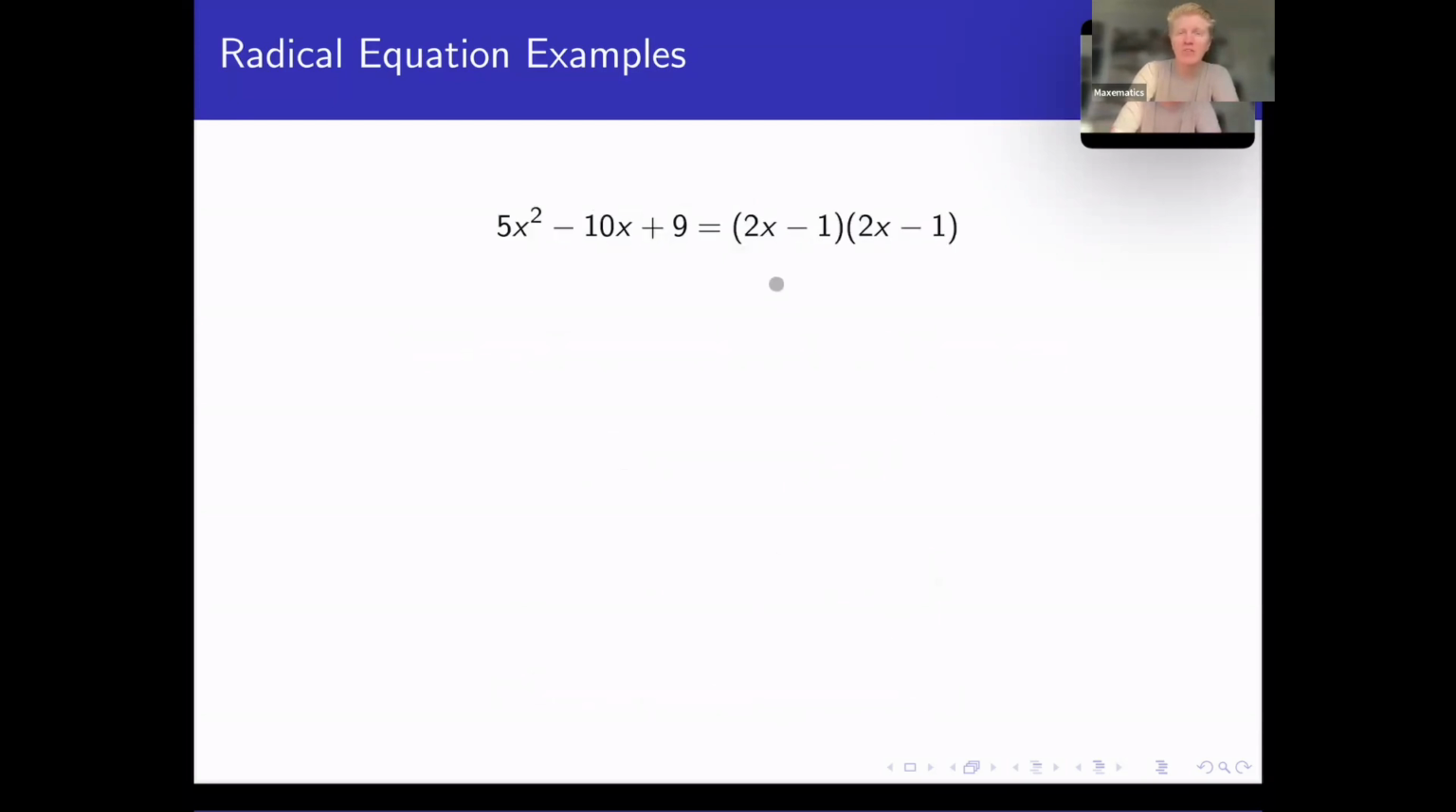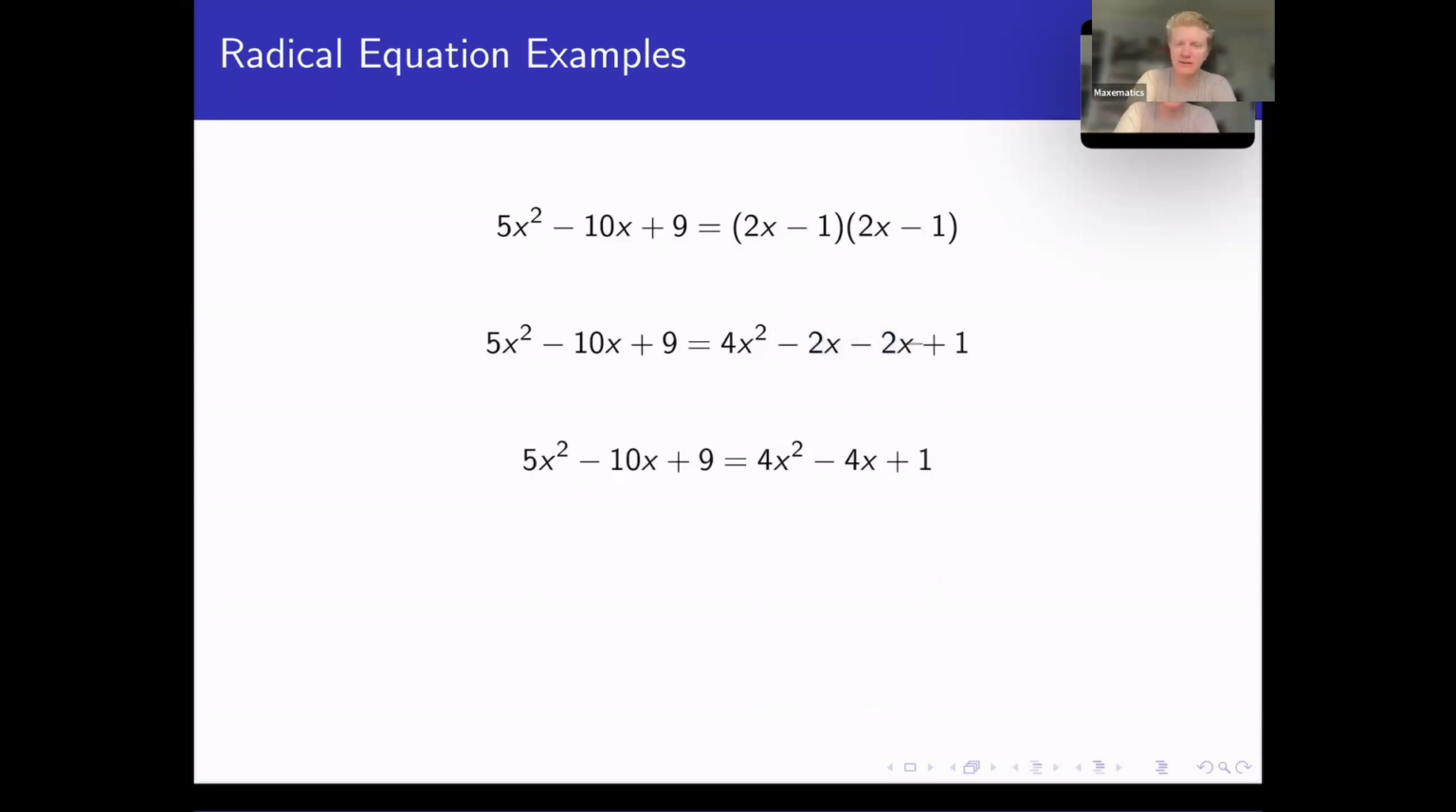So let's FOIL that. 2x times 2x is 4x squared. 2x times negative 1 is negative 2x. Negative 1 times 2x is negative 2x. Negative 1 times negative 1 is positive 1. Negative 2x minus 2x is negative 4x. All right.